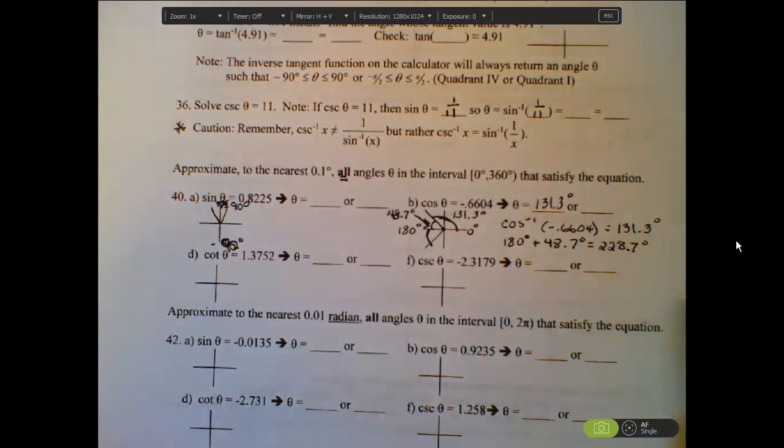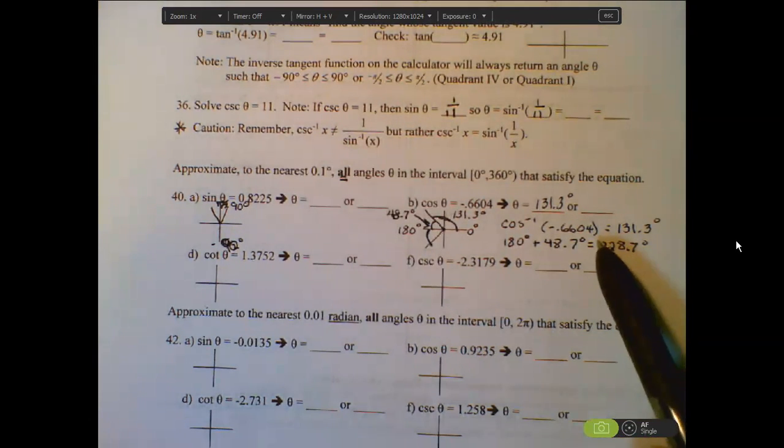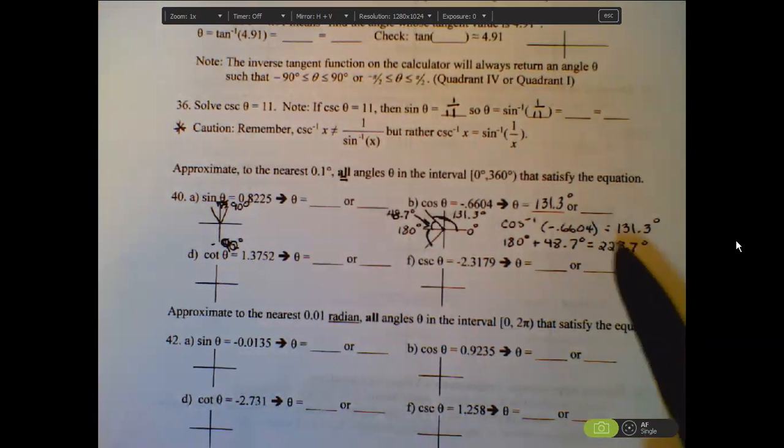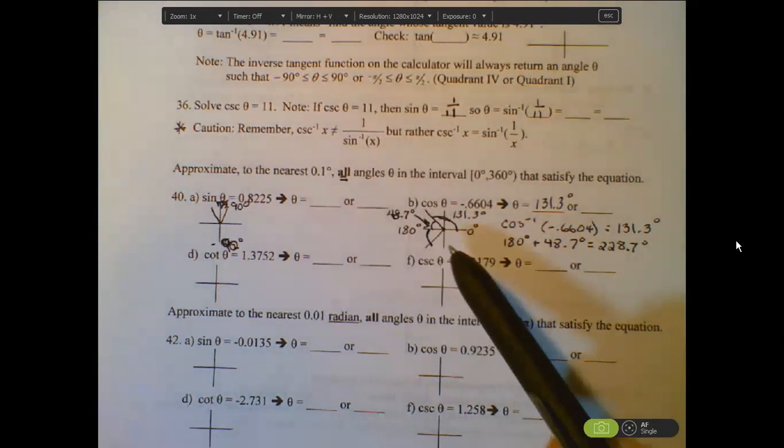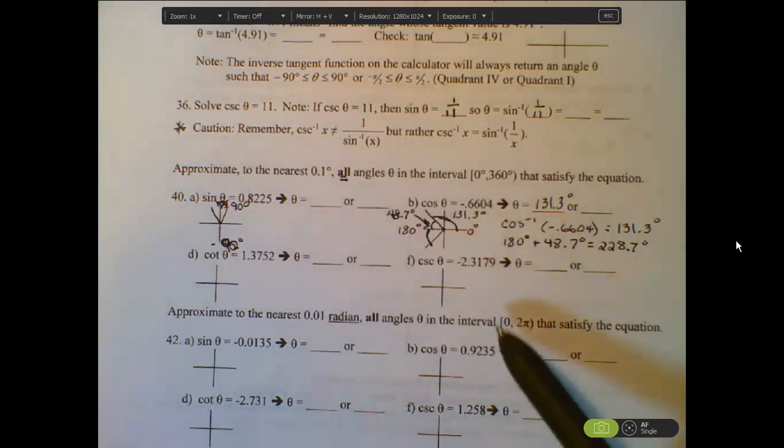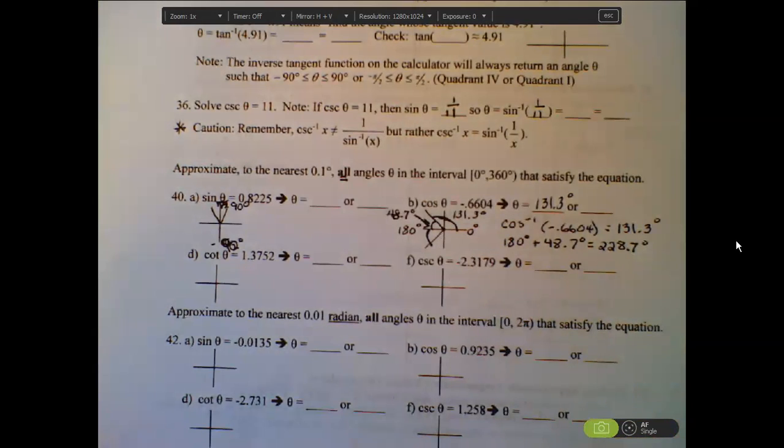So the calculator gave us the second quadrant angle, and we had to use reference angles to find the third quadrant angle. Does that make more sense, Ms. Kelsey? Yes. Okay.